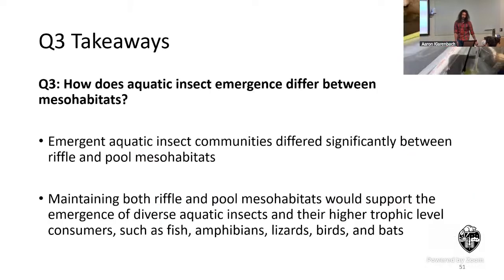So our question 3 takeaways: how does aquatic insect emergence differ between mesohabitats? Emergent aquatic insect communities differ significantly between riffles and pools. So maintaining both riffle and pool mesohabitats would support a diverse emergence of aquatic insects, supporting higher trophic levels.